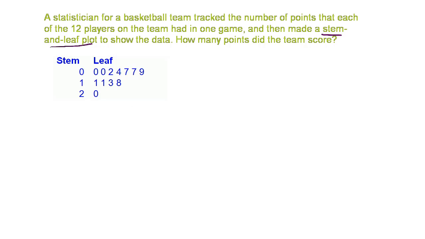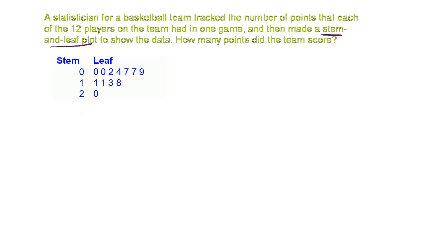When you first look at this plot right over here, it seems a little hard to understand. Under stem, you have 0, 1, 2. Under leaf, you have all of these digits here. How does this relate to the number of points each player actually scored? The way to interpret a stem and leaf plot, at least the way that this statistician used it, is that the leaf contains the ones digit of the number of points that each player scored, and the stem contains the tens digits. And usually the leaf will contain the rightmost digit, or the ones digit, and then the stem will contain all of the other digits.